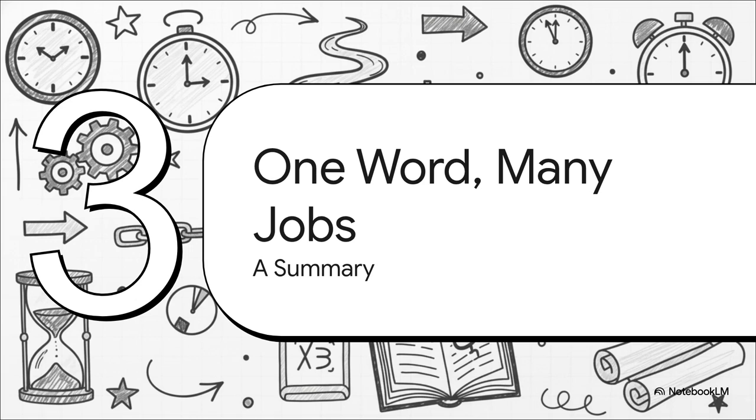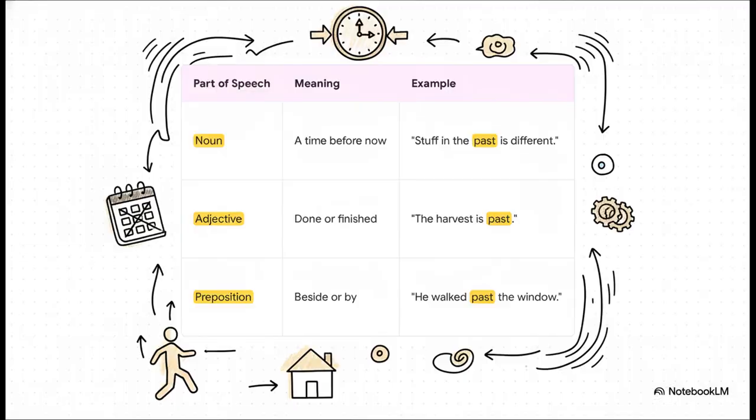Naming, describing, and locating. That is three very different jobs for one single word. So let's pull it all together and see them all side by side. This chart just sums it up so neatly. As a noun, it's about time. As an adjective, it signals that something's done. And as a preposition, it shows position. What this really highlights is the power of context. The job that past is doing completely depends on the other words around it in the sentence.